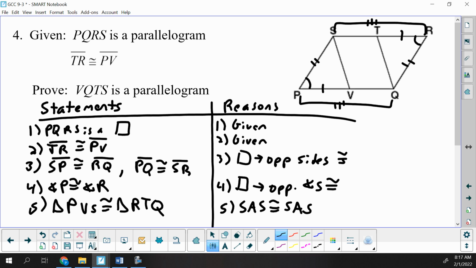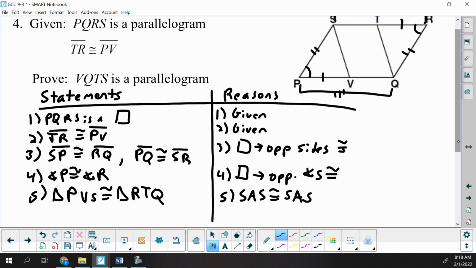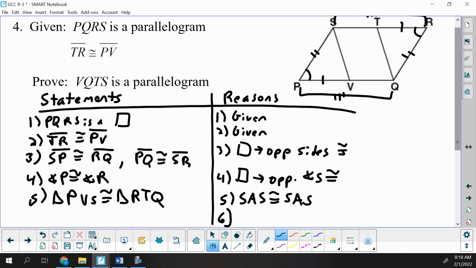Keep in mind our goal, we want that inner quadrilateral to be a parallelogram, so we want to try and get sides congruent or parallel in that inner quadrilateral. Because we just got those triangles congruent, we can do any additional pairs of sides and angles congruent that we want in those triangles. And we've got a set of sides in those triangles that can help us for the parallelogram. So let's do congruent triangles implies congruent corresponding parts. And we can get SV and TQ to be congruent.